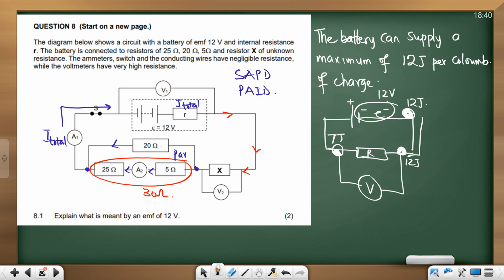Has it lost? 5. This is what your voltmeter will read. 5 joules per coulomb. Work done to move a charge. That's the definition. Voltage is work done per unit charge. So it means from here to here, we have spent what? 5 joules of energy. That's what this thing is giving you.